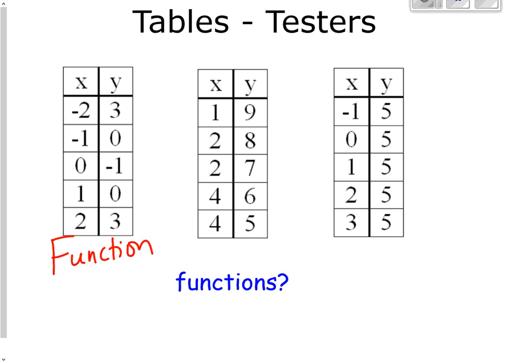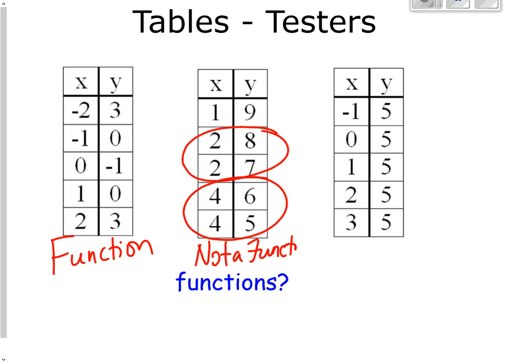In my next one, I have 1 goes to 9, 2 goes to 8, 2 goes to 7. Right there, here's a problem. And again, 4 goes to 6 and 4 goes to 5. So that's not a function. That input of 2 goes to 2 different answers. That input of 4 goes to 2 different answers.